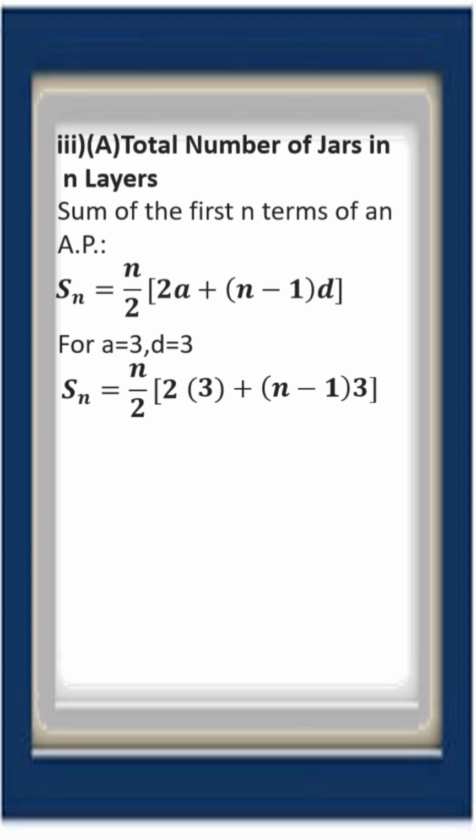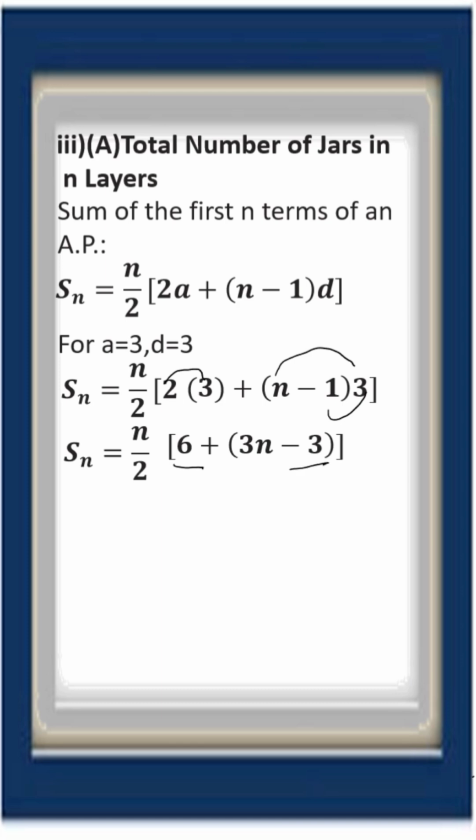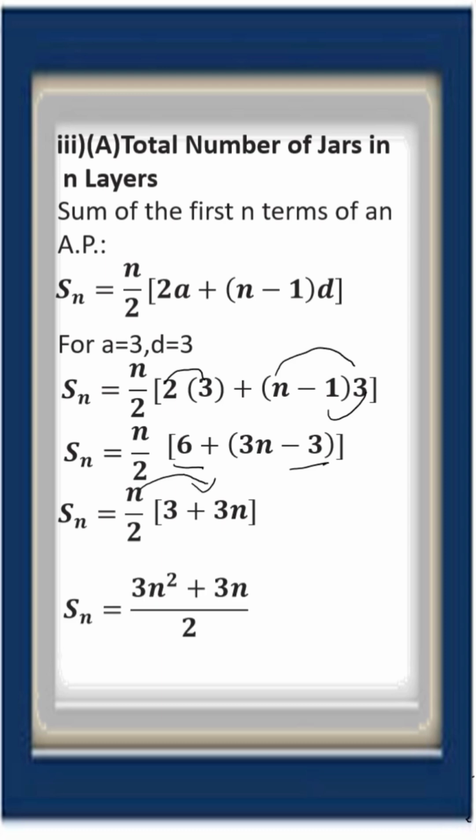Substitute. So Sn is equal to n by 2 into 2 times 3, which is 6, plus n minus 1 into 3. So 6 minus 3 is 3. So Sn is equal to n by 2 into 3 plus 3n. Now multiply these two. Sn is equal to (3n square plus 3n) by 2.